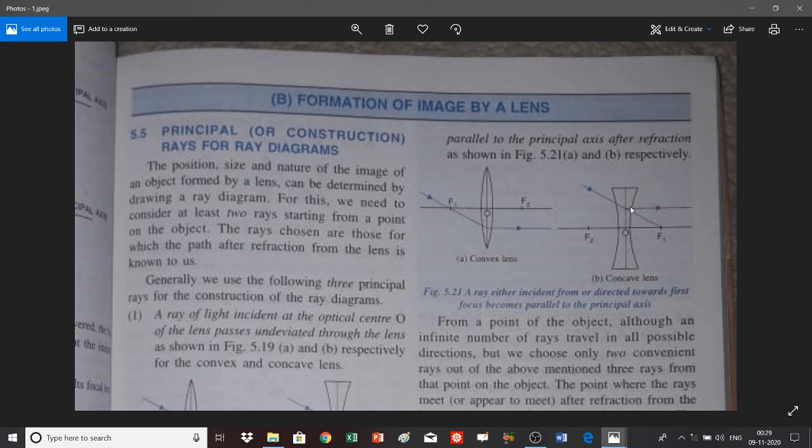But in the case of a concave lens, you see here that this ray of light seems to be passing towards the principal focus f2. Then after refraction by the concave lens, it will pass parallel to the principal axis. So this is shown here.